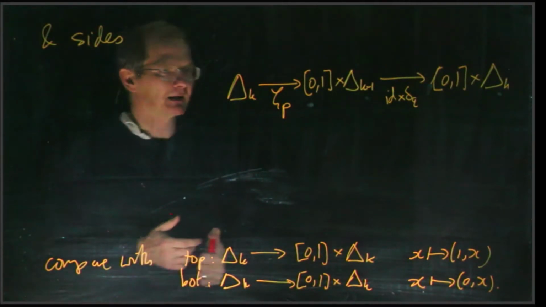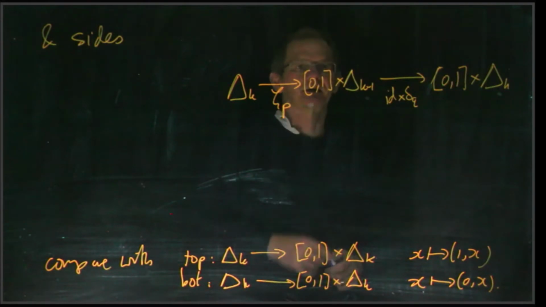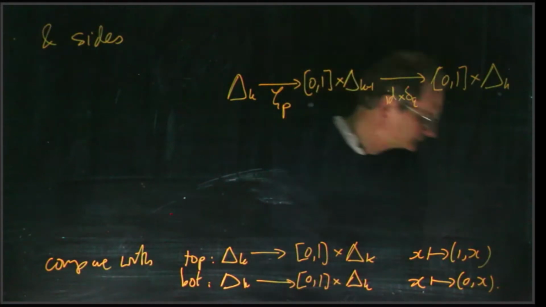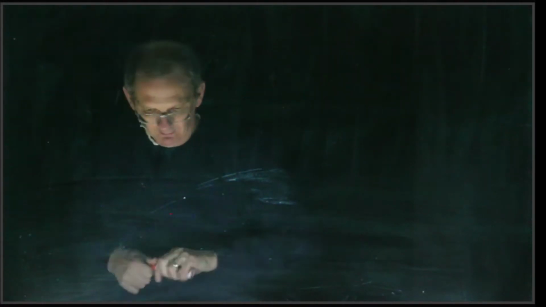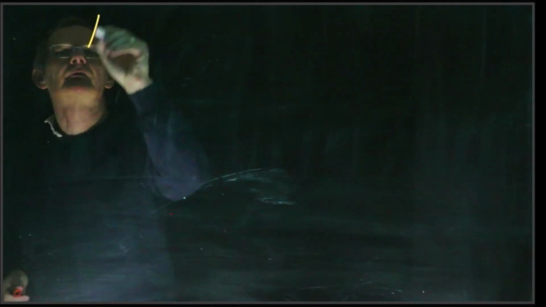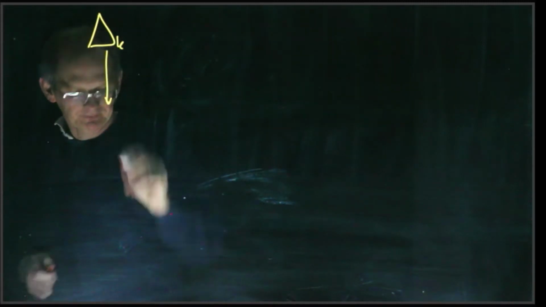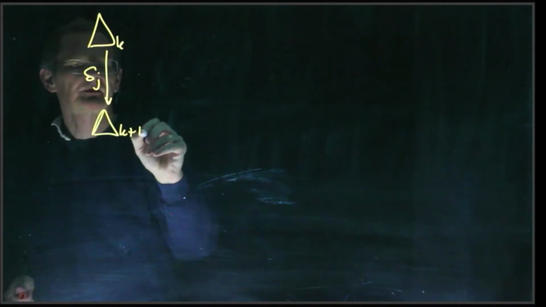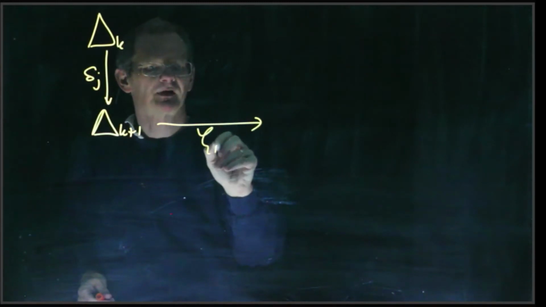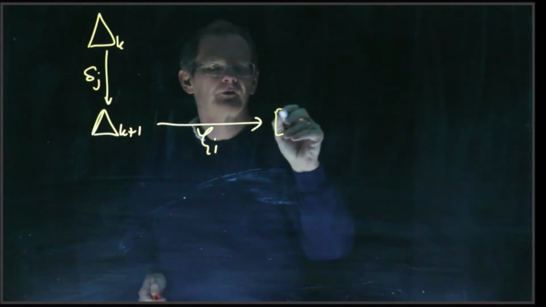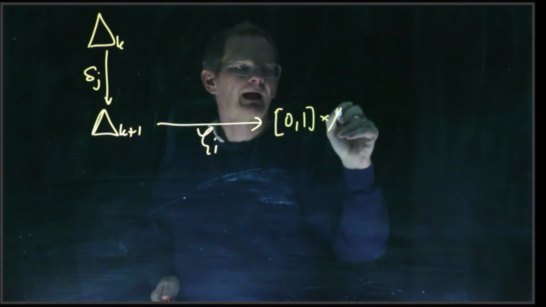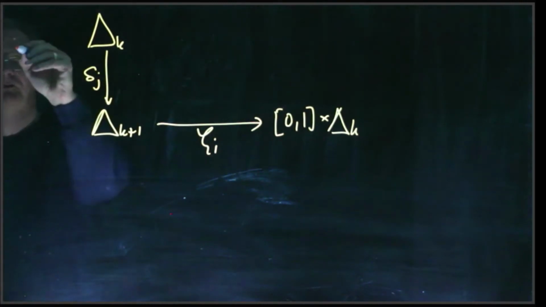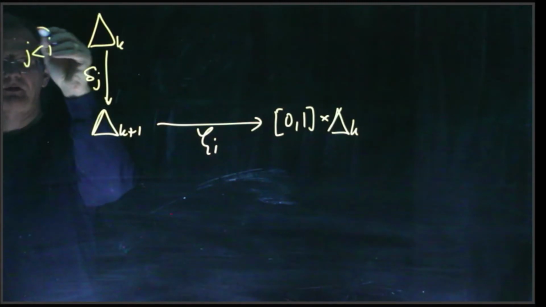We were comparing the composites zeta i composed with delta j with these guys that we've drawn here. So we need to understand these composites: delta k, my face map delta j into delta k plus 1, and then my zeta i over here to 0, 1 cross delta k. And there are going to be 4 different cases that we have to separate. This is the first case we're going to consider, when j is less than i.